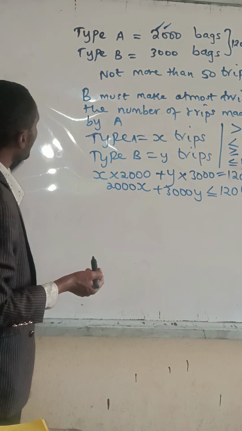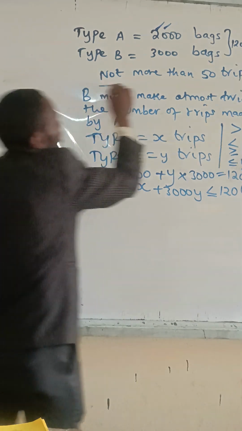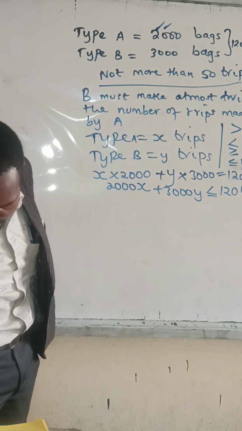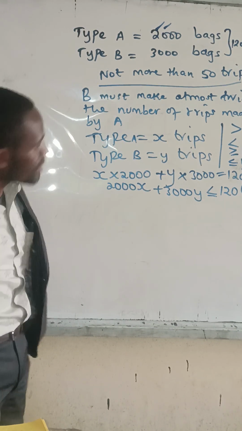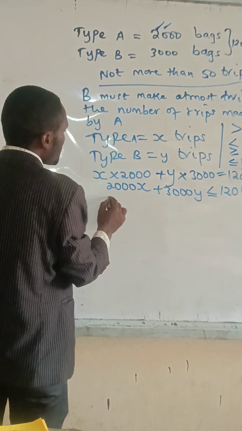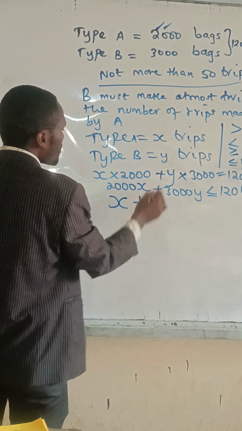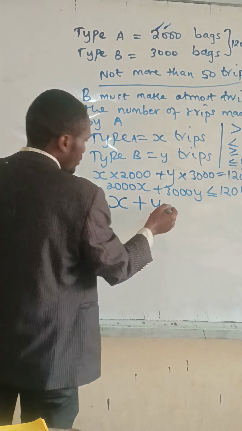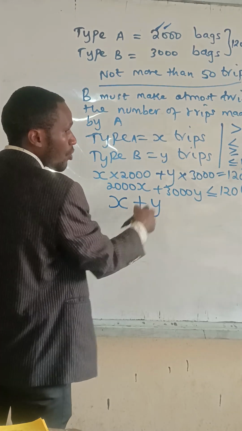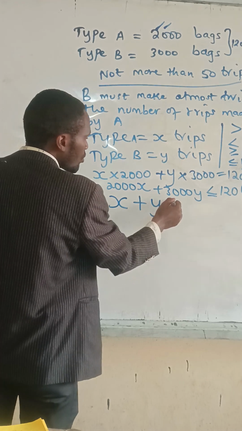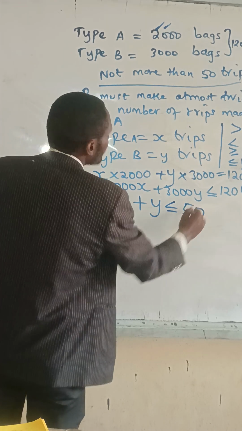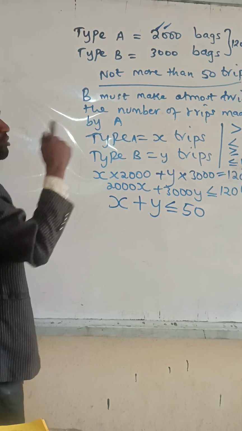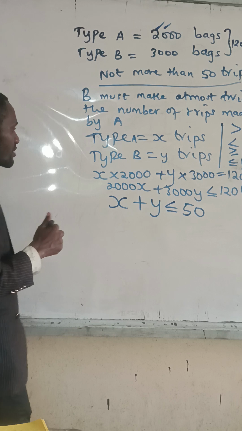Another inequality: they are saying not more than 50 trips. We are told that taking x to be the number of trips made by A and y to be the number of trips made by B, not more than 50 trips are to be made. So x, the number of trips made by A, plus y, the number of trips made by B, should be equal to or less than 50, because they are supposed to make not more than 50. So either equal to that or less than that.